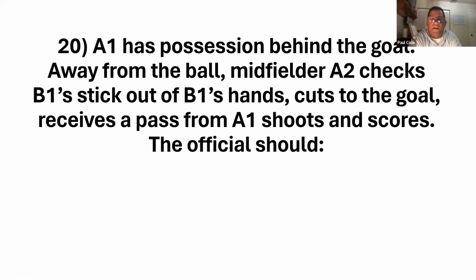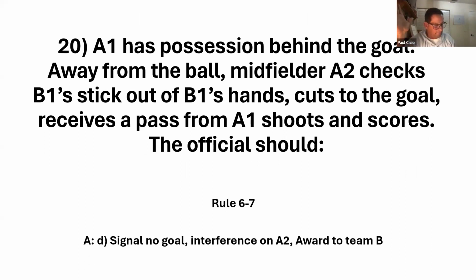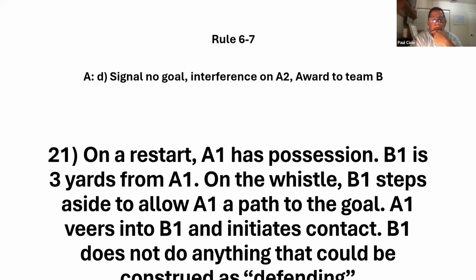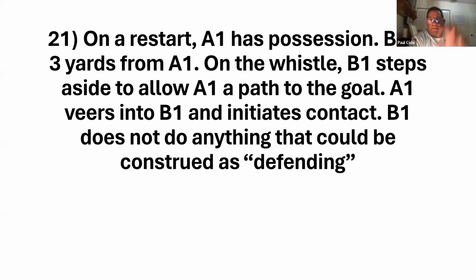A1 has possession behind the goal, away from the ball. Midfielder A2 checks B1's stick out of B1's hands, cuts to the goal, receives a pass from A1, shoots and scores. The official rules no goal, that's interference. Okay, so beyond 5 yards, you can't check the stick. Okay, you can't do that. That's probably the single or the trail looking in, watching for illegal picks and all that.